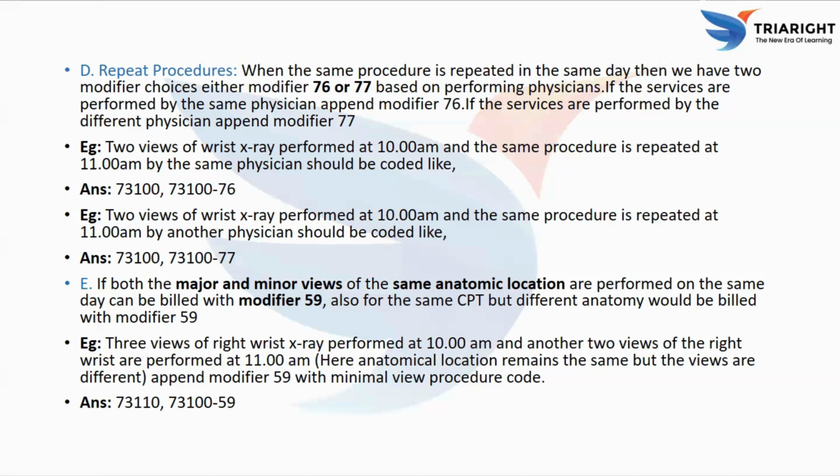Same CPT but different anatomy, also use modifier 59. For example, right wrist X-ray and left wrist X-ray, same CPT, same day. If RT or LT is not sufficient or the payer requires separation, you should assign modifier 59 to those CPT codes.